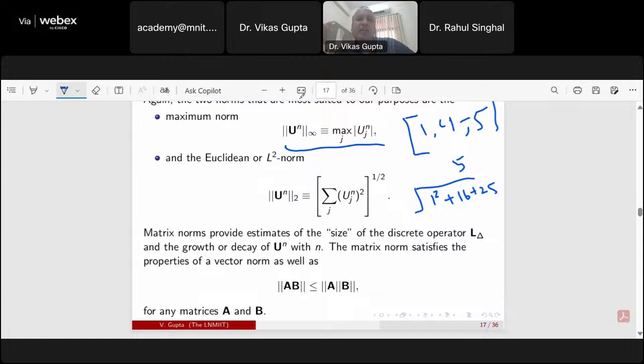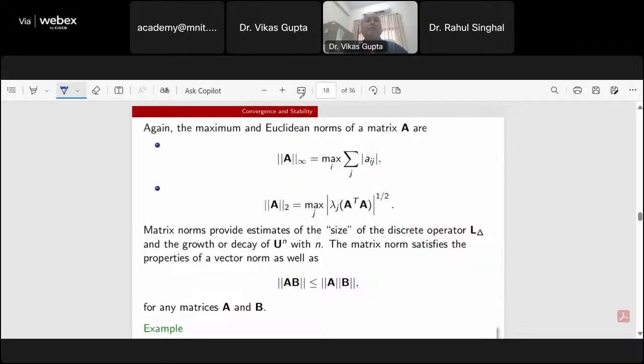So here matrix norm again satisfies all those properties which we discussed for the norm over the function space, norm over the vector space. But in addition, matrix norm satisfies one more additional property which is given by this for any matrices A and B. So here matrix norm is nothing but a scalar, a map from the set of all real matrices to R. So in addition to those three properties, matrix norm satisfies one more property: norm of AB should be less than or equal to norm of A times norm of B for any matrices A, B.